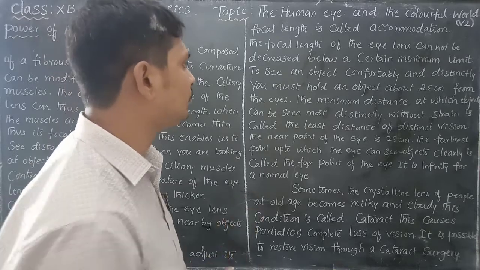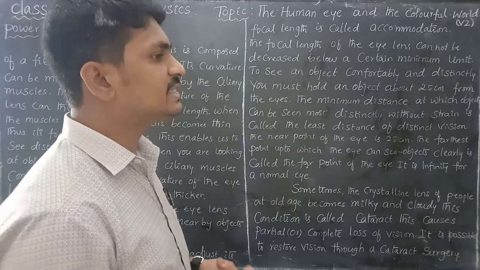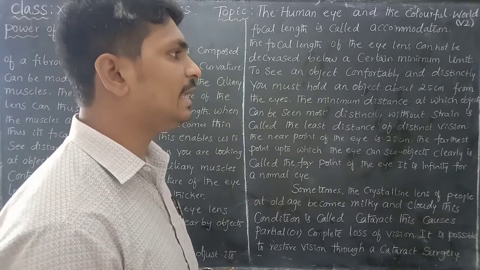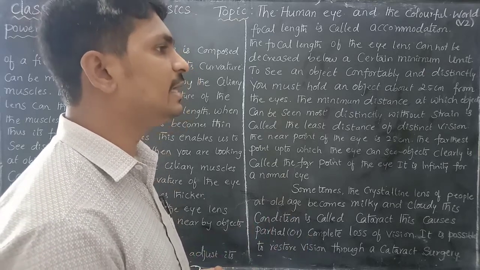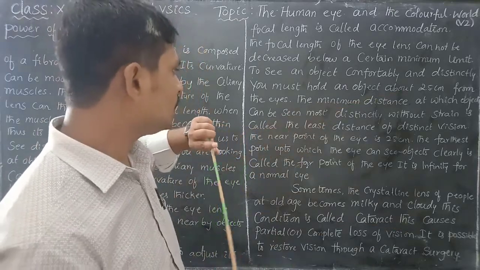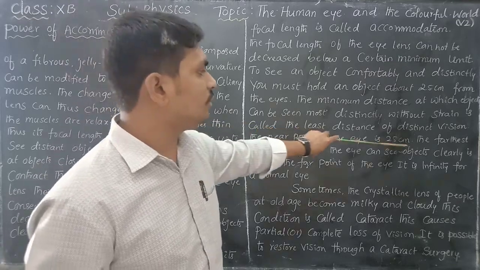This is the near point of the eye. The normal near point of the eye, where it can see without strain, distinctly and clearly, is at a distance of 25 cm between the eye and the object. So the near point of the eye is 25 cm.